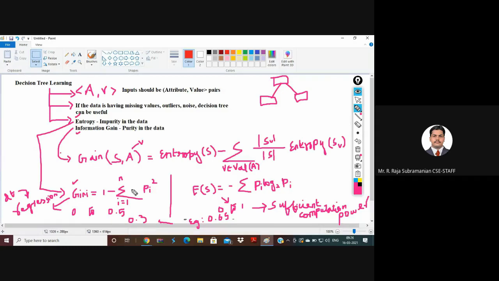Final question. If I ask for the formula for either entropy or information gain, can you say it? Say, for example, information gain. Can you say the formula for information gain?